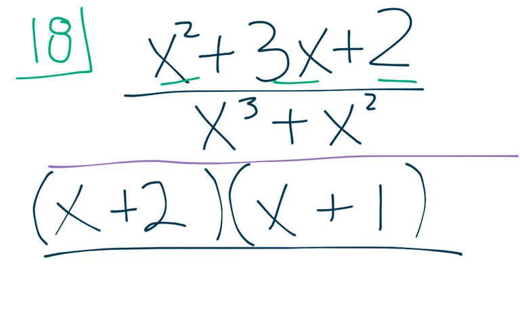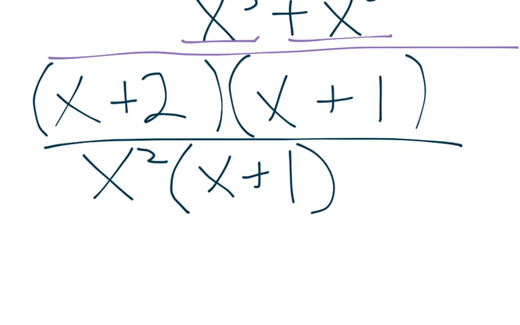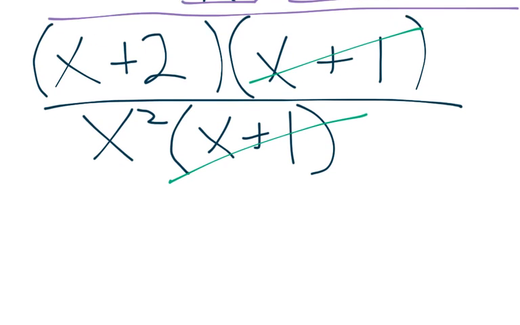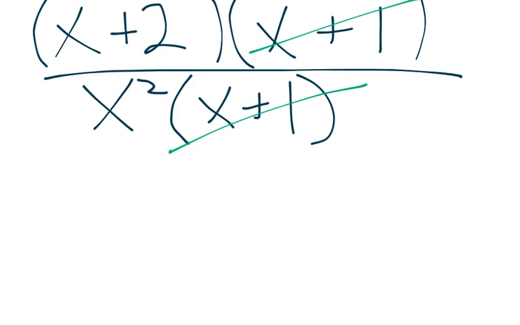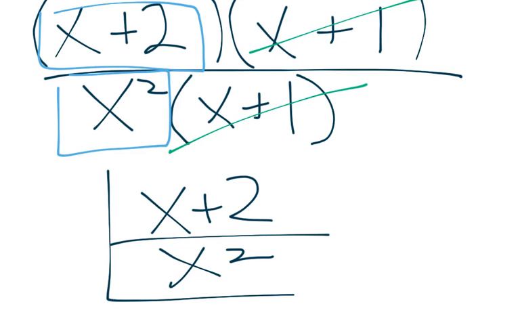For our denominator, this is just a binomial, so we don't need the 2 parentheses, we just need to find the greatest common factor, which is x squared. So we're going to factor out x squared, and then we have x plus 1. So since this x plus 1 and this x plus 1 are the same, we can actually cancel these out. So what we have left on top is x plus 2, and what we have left on the bottom is x squared. So this is going to be our final answer, x plus 2 over x squared.